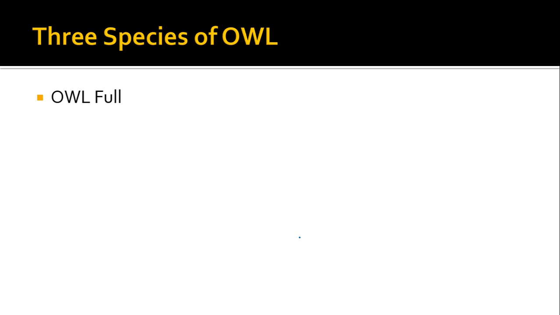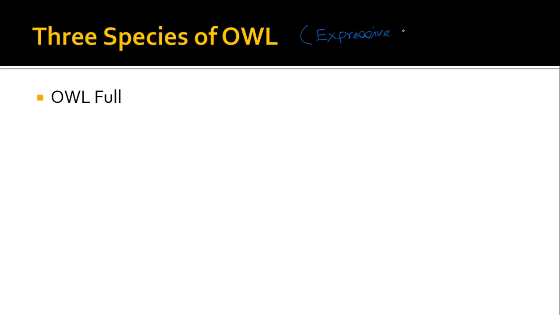Now, there are three broad species of OWL depending on their expressive power. These species can be thought of in different dimensions. In this classification, whatever I am going to present is based on the dimension of expressive power.